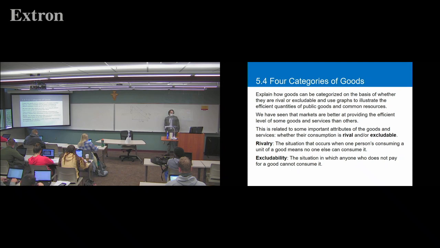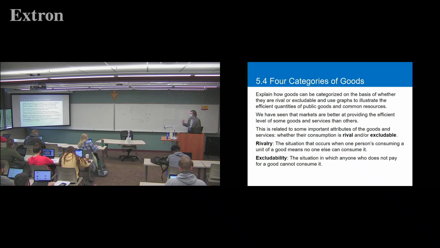So the very important attributes of goods are whether they're rival and excludable. And these are some of the characteristics that help determine how well a market functions at allocating these resources, or at providing the optimal level of output. So the idea of rivalry is a situation where one person's consuming of a unit of good means that no one else can consume it.